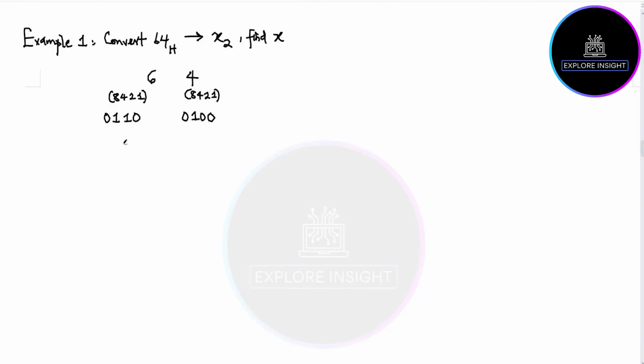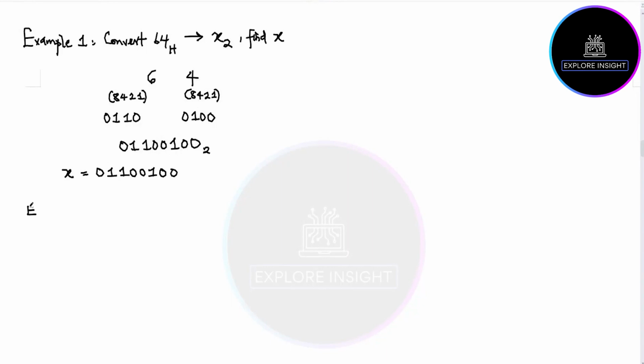Now with this, we'll sum that up. We'll have 0, 1, 1, 0, 0, 1, 0, 0. Remember, this is in base 2. So now if you are asked for x, our x is 0, 1, 1, 0, 0, 1, 0, 0. Okay, so let me move over to another example.